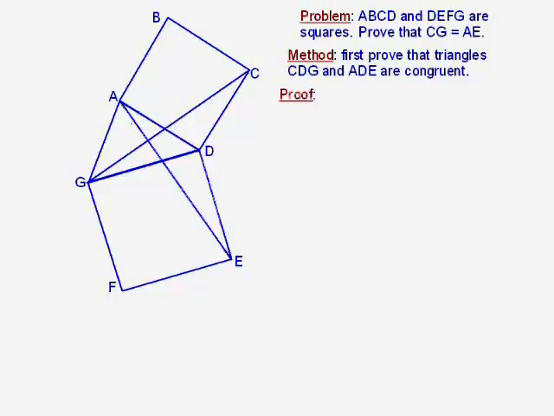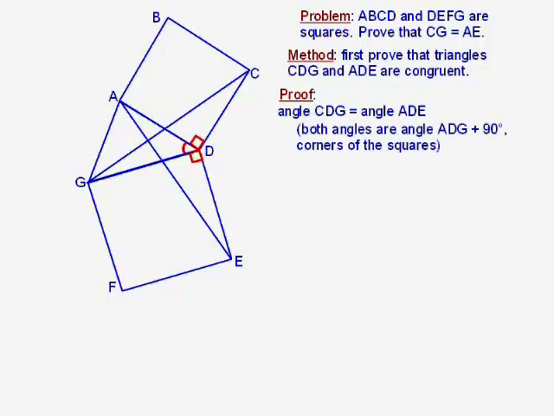Now here's the proof. We need two sides and an angle between them. Let's start with the angle. Angle CDG, which is that one, equals angle ADE, which is that one. Why? Well, both of them are this angle here, ADG, and each one has a right angle added to it because these are corners of the square. So each one is the angle ADG plus 90 degrees, so they must be equal.